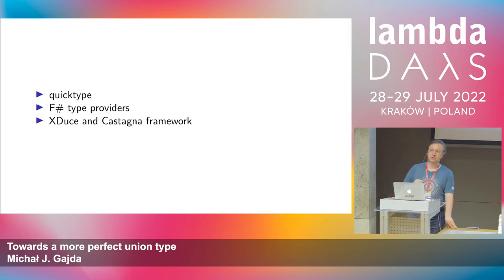So the XML people introduced the corresponding Castagna set-based framework for finding the type for an arbitrary XML document without schema. Of course, with an XML document, this task is somewhat simpler, because all the elements are labeled by what they are supposed to convey. Now, F-sharp type providers and QuickType are solutions that appeared afterwards, after JSON autotype, and use an ad hoc type inference system.